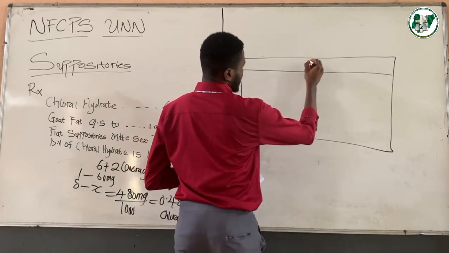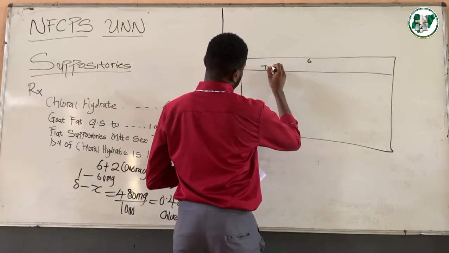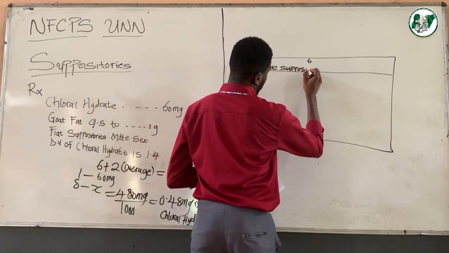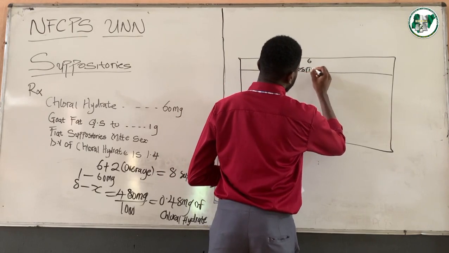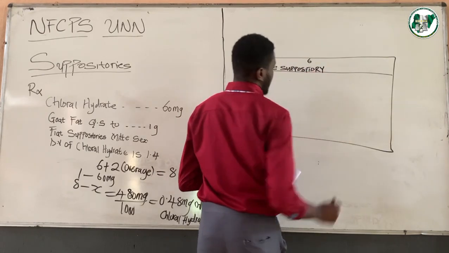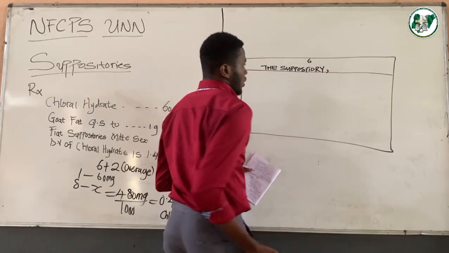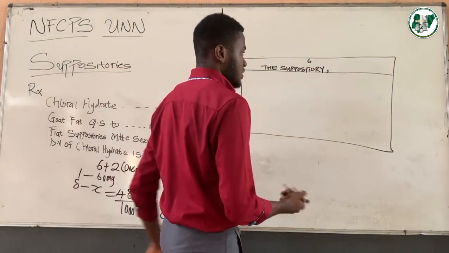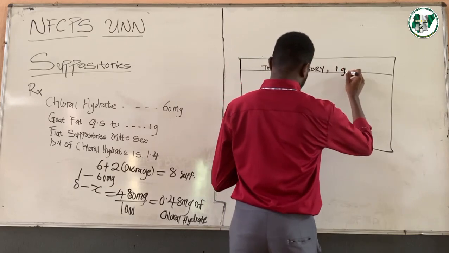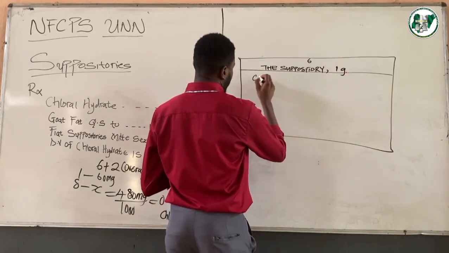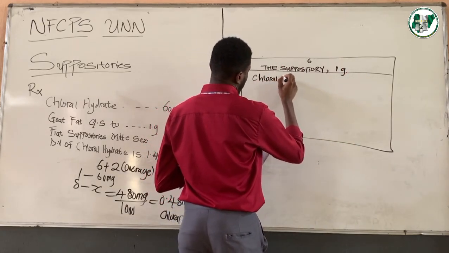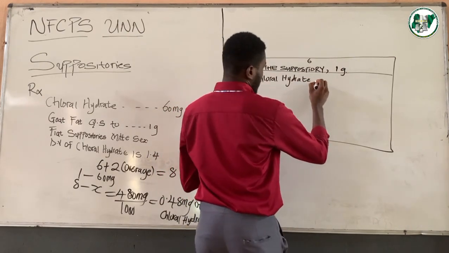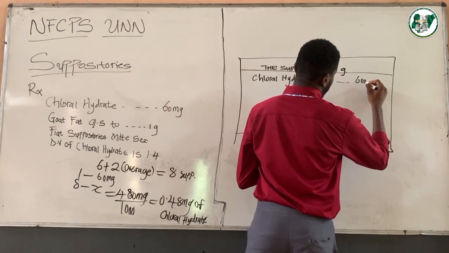Because we sent 6, it's going to be 6 here. I'm writing the suppository, then the weight is 1 gram. 1 gram because we used a fatty soluble base as our base here. Goat fat is an example of a fatty soluble base. 1 gram. Then chlorohydrate, 60 milligram.